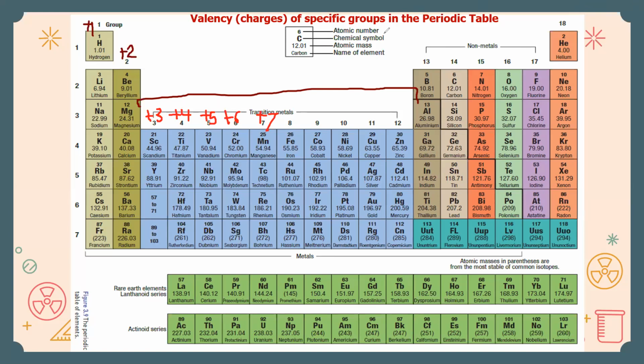Yeah, because these electrons really depend on the specific element that we're looking at, okay? With the transition metals, which are the light blue ones here, we can't really put a set charge because the charges or the valencies on these are variable.